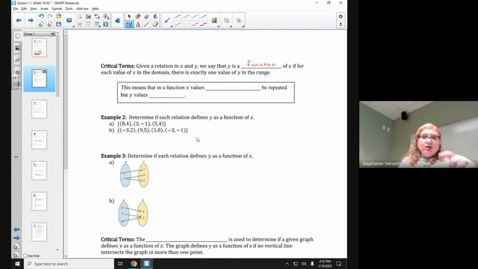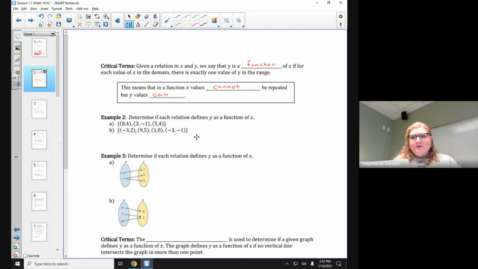So this box underneath the critical term gives us the more practical definition that we can actually apply to problems. It says this means that in a function, x values cannot be repeated, but y values can. So if we are looking at a set of ordered pairs, like we're going to look at in example 2, it's a function as long as the x values don't repeat. I don't care what the y values are doing. The y values can repeat as much as we want them to, but the x values cannot repeat.